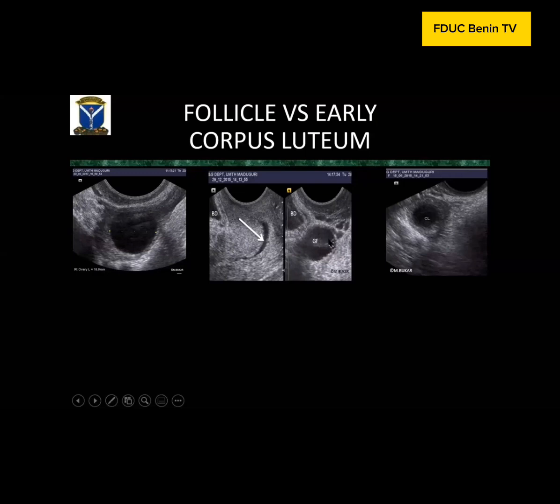Now, if you follow up this patient, and you see there is more separation of the theca cells, but there is no rupture, you can make an assessment of luteinized unruptured follicle. The follicle, this is fresh ovulation, the one I showed earlier, not from the same patient anyway.